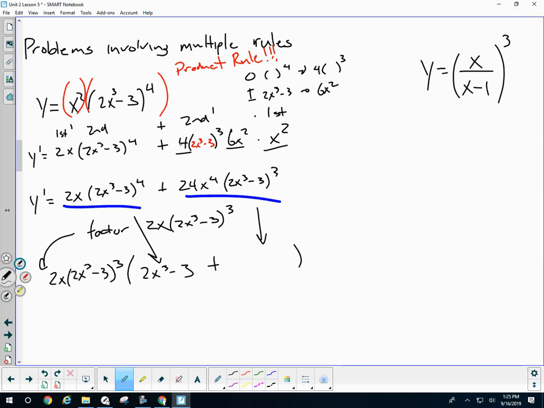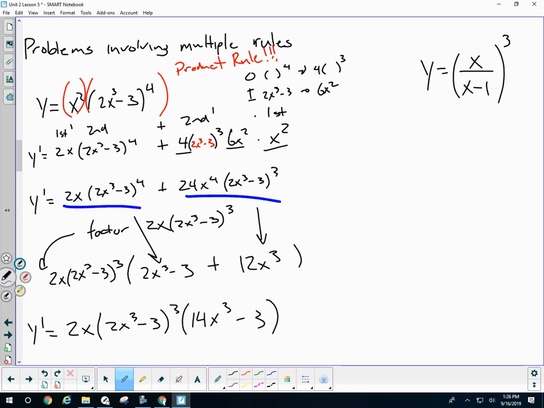From the second, all of the 2x cubed minus 3s are gone. I get 2x out of 24x to the fourth. That's going to be 12x cubed. Notice, I have 2x cubed and 12x cubed. I can add those. This is the form I would expect you to be able to get to. You will practice getting here on your homework because you're doing it on your quiz and you're doing it on your test.